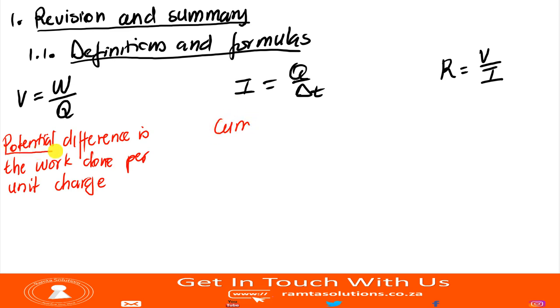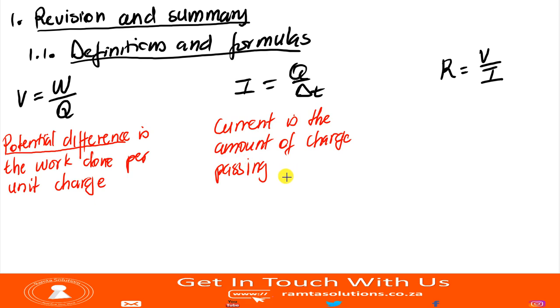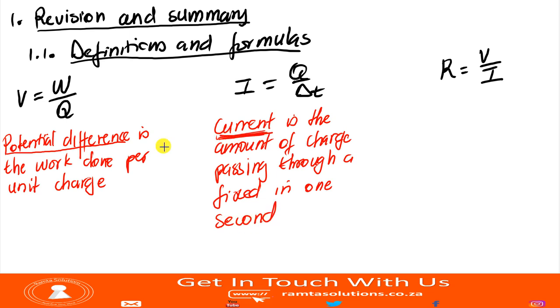Now moving on to current. What is current? So current is the amount of charge passing through a point in 1 second. Is the amount of charge passing, I think I should say passing through a fixed point, right? Passing through a fixed point in 1 second. That is the definition of current.